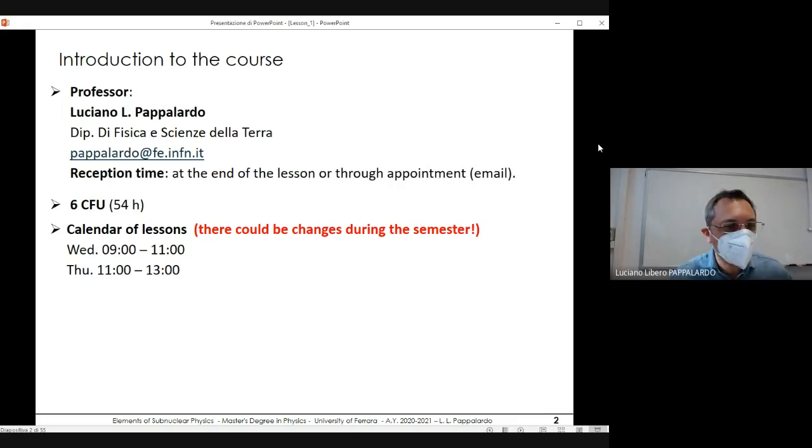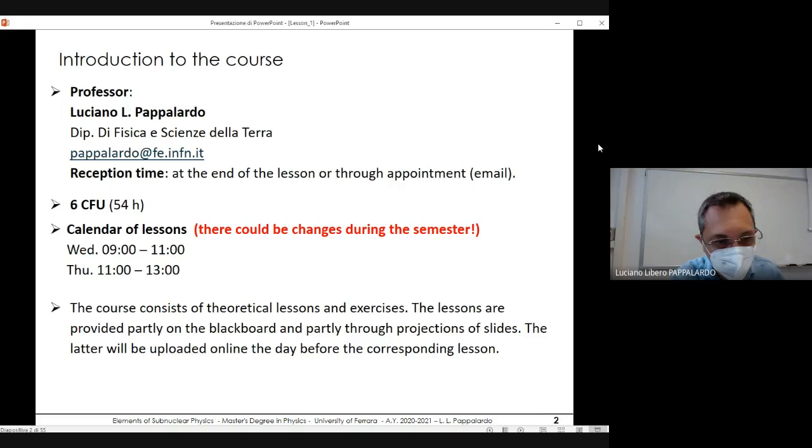And as you know, the course is 6 credits. This corresponds to 54 hours of front lesson. And the lessons are scheduled, as you see and as you know, on Wednesday, 9 to 11, and Thursday, 11 to 13. Although there might be changes during the semester, if needed, okay? And you'll be informed, of course, in advance in case of changes.